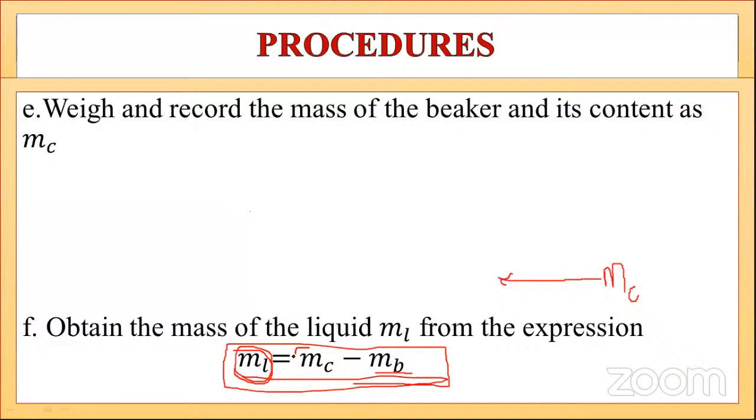It is the same as MC, okay? MC is the mass of the beaker plus the liquid. Do you get me? Yes. Then MB is the mass of the beaker alone. Is that clear? Yes, sir. If I want the mass of the liquid, it's the same as the total mass of the liquid plus the beaker minus the mass of the beaker alone. Is that okay? Yes.